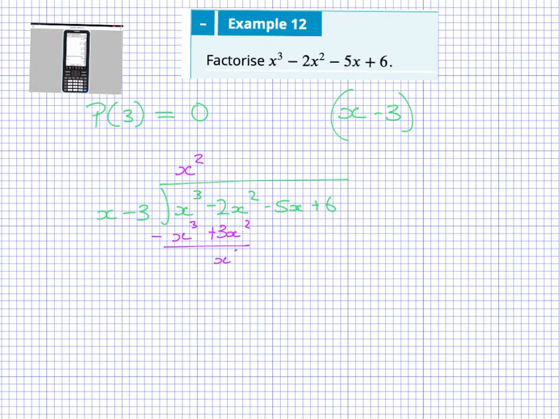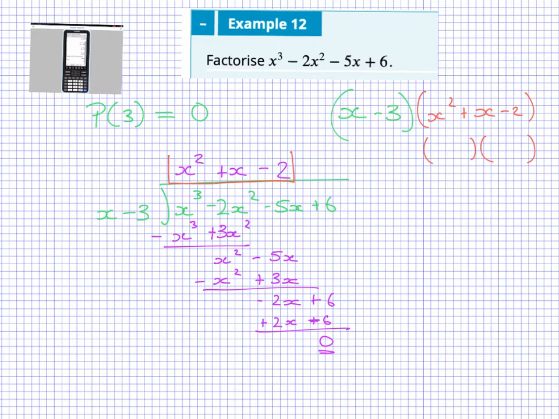So this gives us x squared, which is going to give x up there. Drop down the next term, multiply it back down, subtract, which is going to give us minus 2x plus 6. Minus 2, multiply it back down, plus 6, subtract it out, which is going to be 0. There's our remainder of 0, but the important part we're missing was this quotient. So I know that this is the rest of the factors.